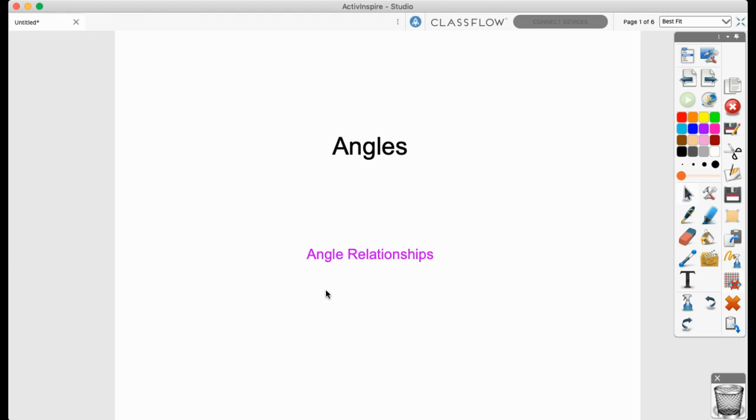I don't know where you're at, but this week we are going to be talking about angles. We're going to start by talking about angle relationships. If you recall, the other day we were talking about what parallel lines mean and what an angle is. So we're going to build on that a little bit and talk about different relationships that these angles have. Let's go ahead and jump right in.